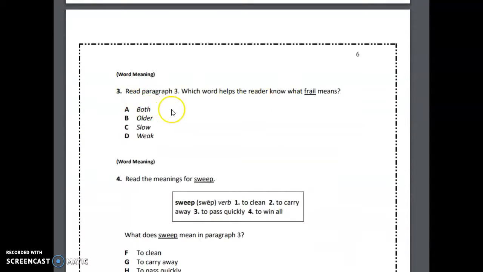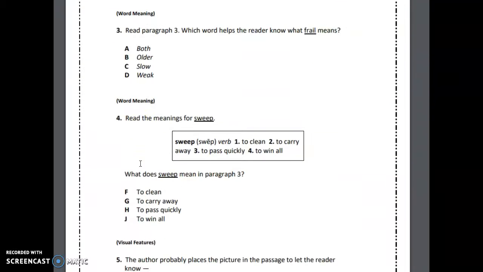Is it A, bow? Nope, just kidding, wrong question. F, to clean. G, to carry away. H, to pass quickly. Or J, to win all. We know that he's not cleaning at all, so it can't be F. No one's carrying him away, so it can't be G.